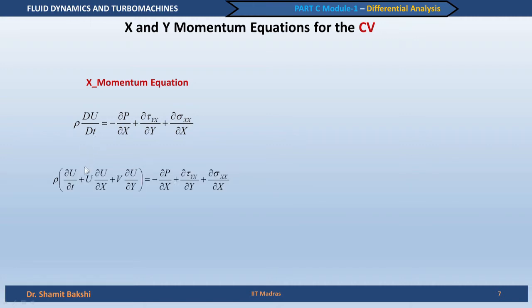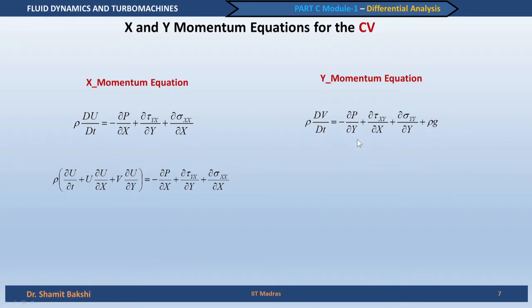This can be further written with the first component as the local acceleration and the second component as the convective acceleration. So the total acceleration is composed of two components. One considers the time dependent velocity, and the other considers the convective component of the velocity. This is the expression for that, and for the y momentum equation similarly we got this expression here.